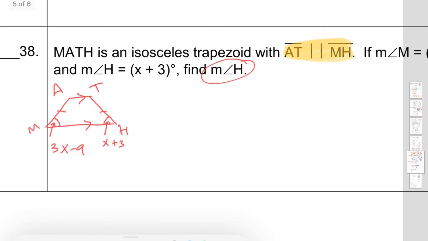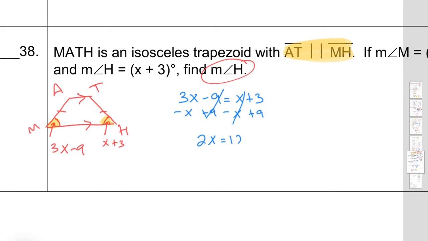Now, because it is an isosceles trapezoid, the base angles are going to be congruent. And so because they're congruent, I'm going to set those two expressions equal to each other. So we have 3x minus 9 equals x plus 3. And I'm going to solve for x. So subtract x from both sides, add 9 to both sides. The 9 cancels, the x cancels. On the left side, 3x minus 1x gives me 2x. On the right side, 9 plus 3 is 12. Divide both sides by 2, and we get x to be 6.